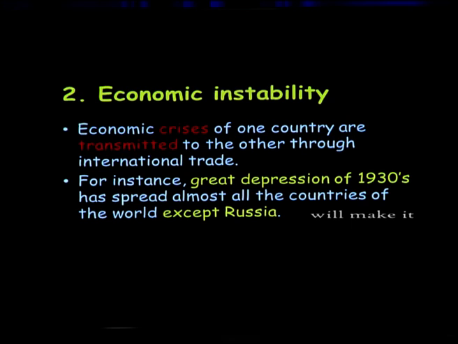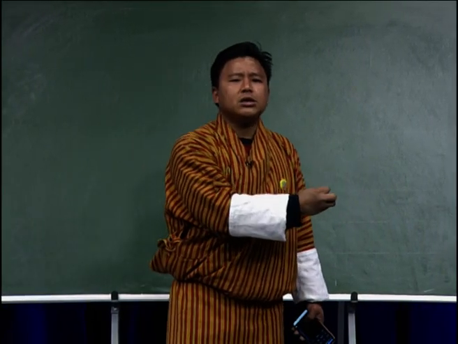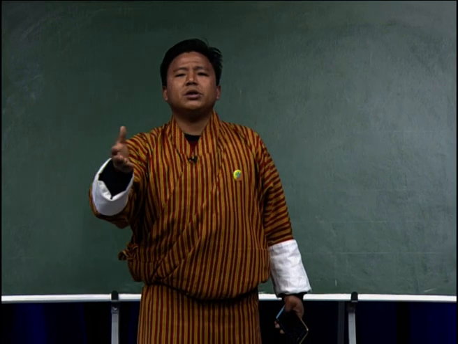Economic instability. Economic crises of one country are transmitted to another country through international trade. For example, the Great Depression of the 1930s spread to almost all the countries except Russia. So the economic downturn of one country can be easily transmitted to other countries through international trade.